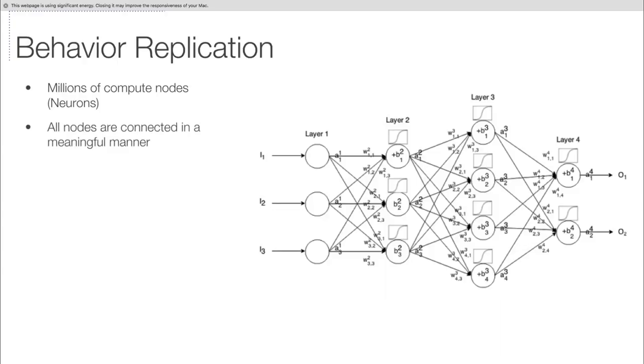All nodes are connected in some meaningful manner. Again, there are millions of variations of neural network architecture. There's no one right way to do this. What we're doing here is primarily saying, okay, this is called a feed-forward neural network. I have these many layers, and each of these layers is only computing information that comes in and then forwarding that information to the next layer. This is called feed forward neural network, or FFNN, okay?